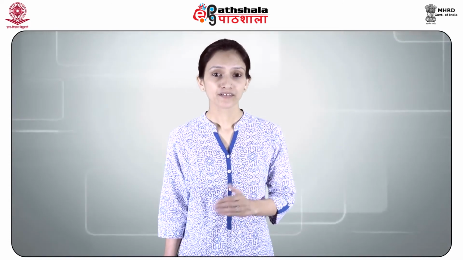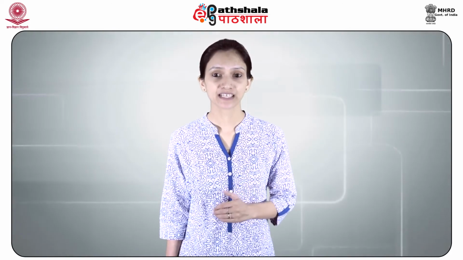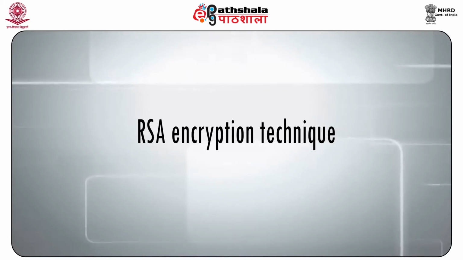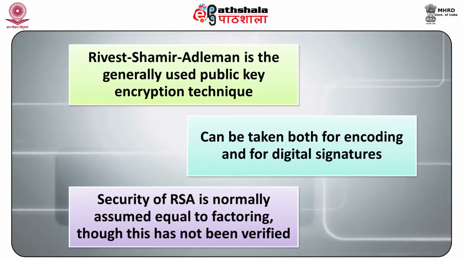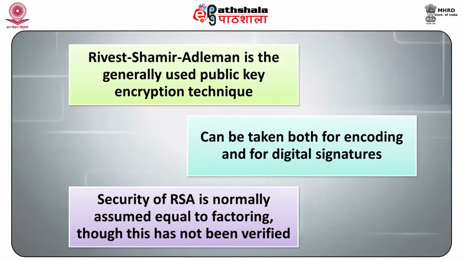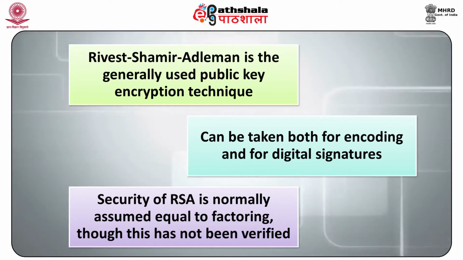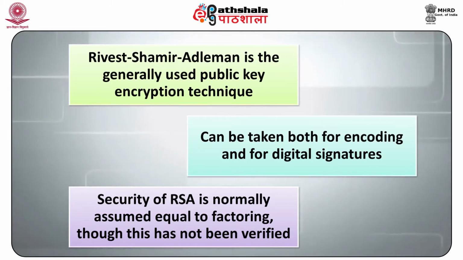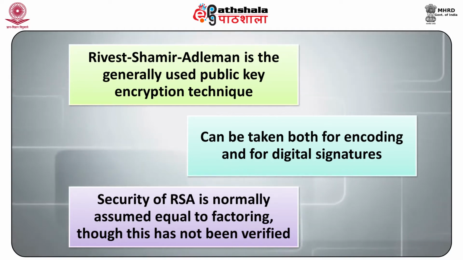Some of the popular asymmetric encryption decryption techniques are as follows. First is the RSA encryption technique. Rivest Shamir Adleman is the generally used public key encryption technique. It can be used both for encoding and for digital signatures. The security of RSA is normally assumed equal to factoring, though this has not been verified.